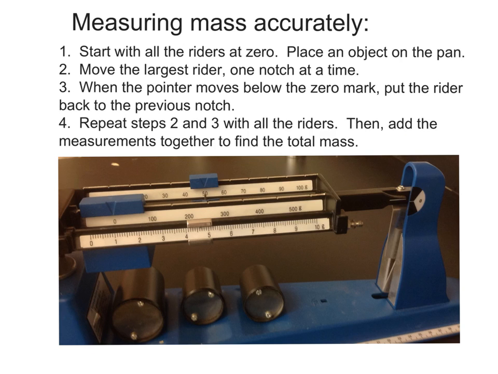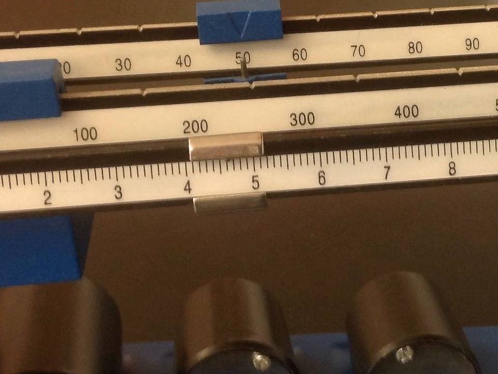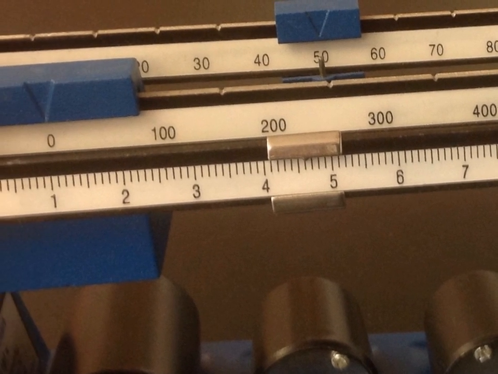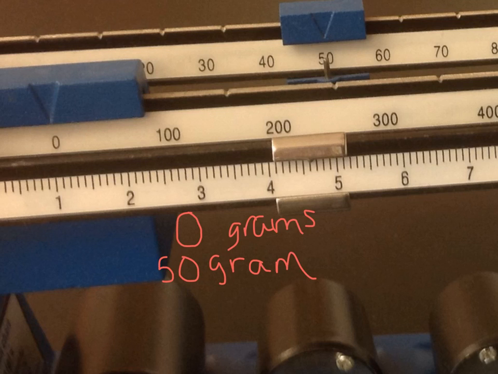Once you've got it as balanced as it's going to be, you need to know how to write down the measurement of mass that you have. Looking closely at the riders and the numbers they're pointing to, I can see that the one that's largest is pointing at 0 grams. The one that's medium-sized is pointing at 50 grams. And the smallest one, well, it's between the 4 and the 5.